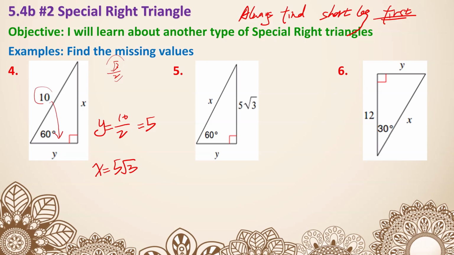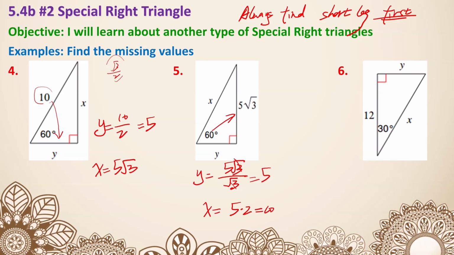Okay, next. 60 degree is facing the 5 square root of 3. That makes it a longer leg, so y is going to be the long leg divided by square root of 3, so they cancel, which is just a 5. And then x is 5 times 2, which is a 10.